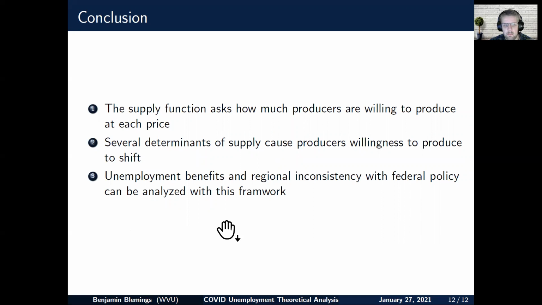And then unemployment benefits are something that is used to address unemployment, and as a federal policy, it could have unequal effects on different regions, depending on how it's done.